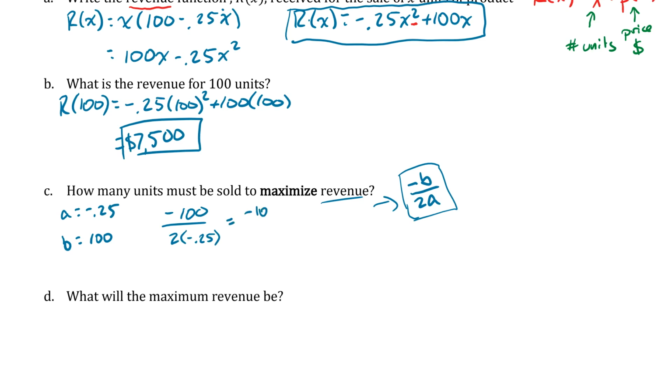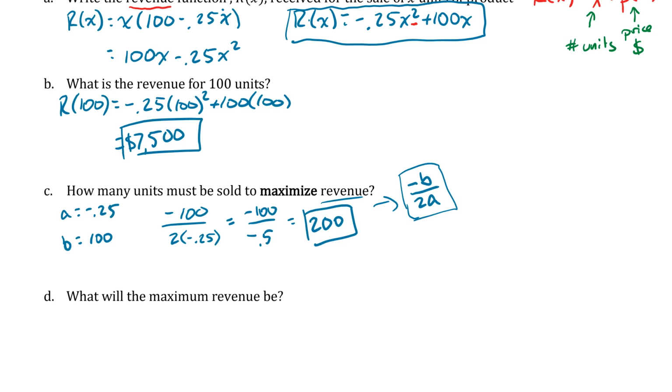So that'd be negative 100 over negative 0.5, which is 200. So 200 units will maximize the revenue. All right. Part D, what will the maximum revenue be?